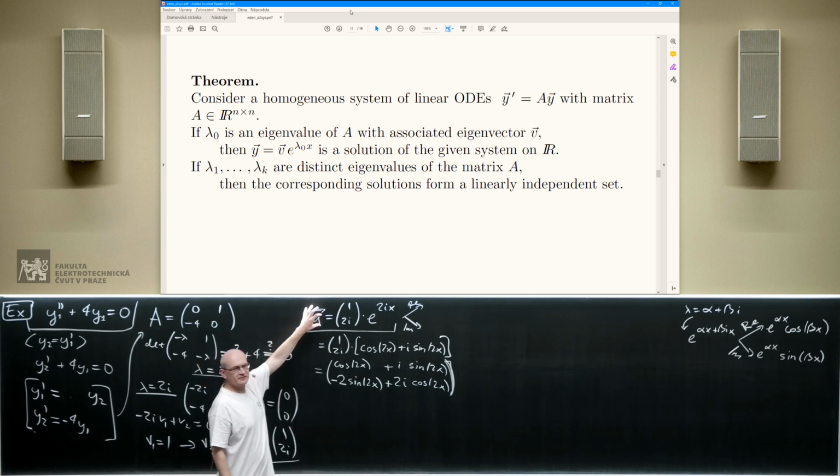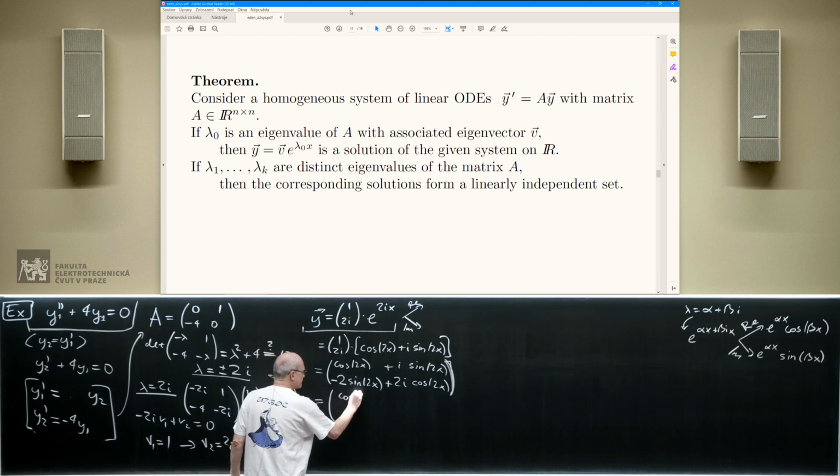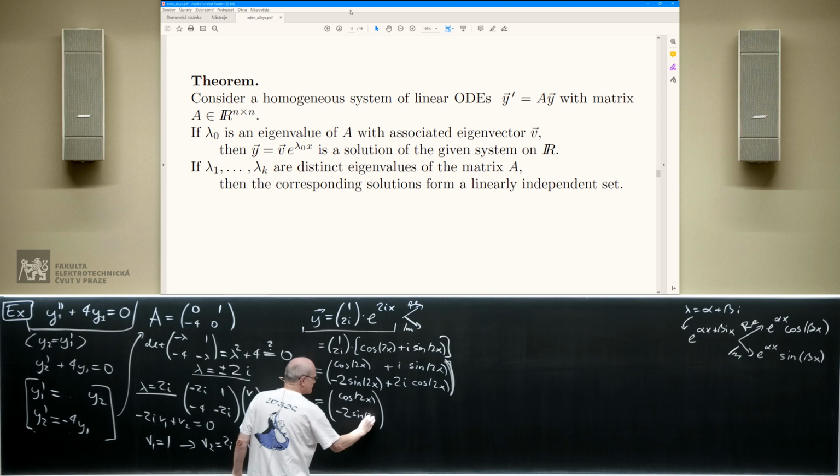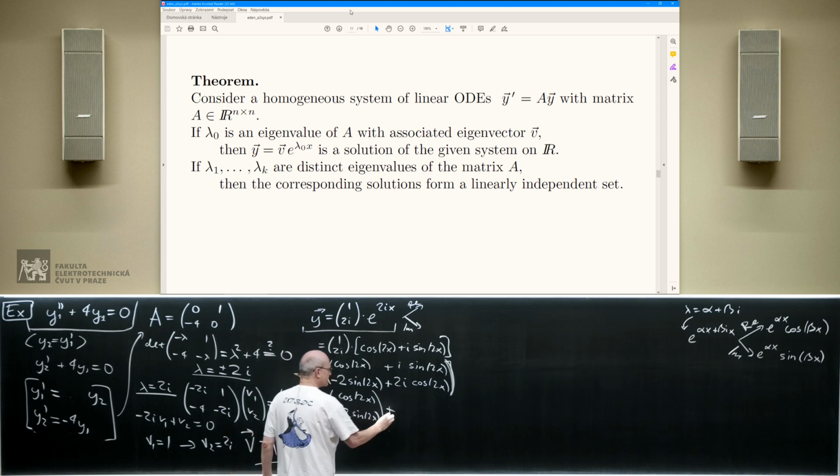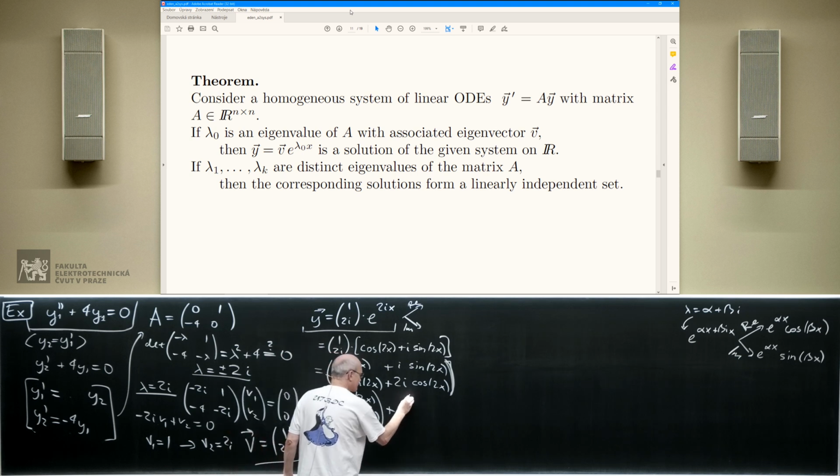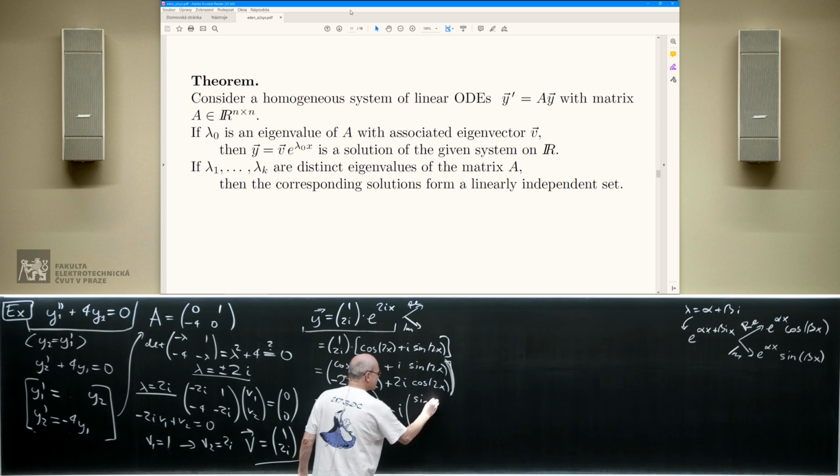So my solution actually looks like this. And now from this solution, I'm going to identify the real and imaginary part. So let me split it again. This is cosine 2x, negative 2 sine 2x, plus i times sine 2x, 2 cosine 2x.